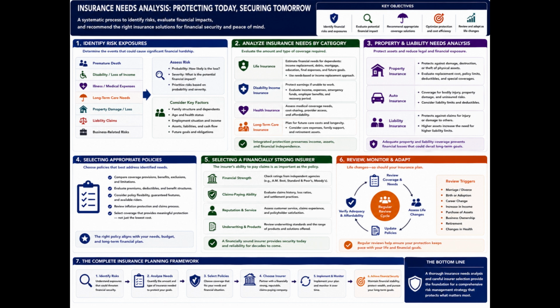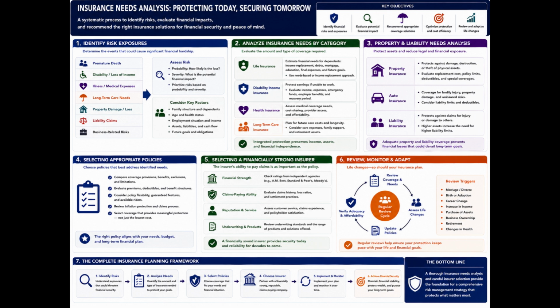Life insurance needs analysis focuses on determining the financial resources required to support dependents after the death of an insured individual. Planners evaluate income replacement needs, outstanding debts, mortgage obligations, education funding goals, final expenses, and future financial objectives. The analysis may use either a needs-based approach or an income replacement approach to estimate required coverage levels.